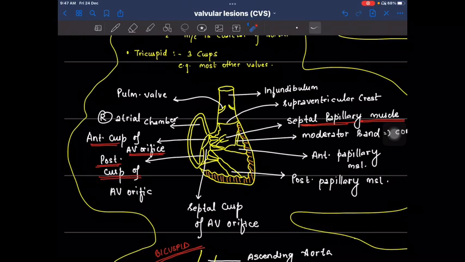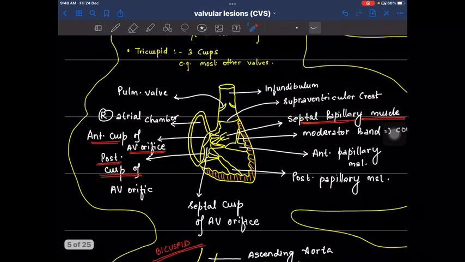Of course, you have to give structural support to the valves. They can't just be floating mid-air, so you need papillary muscles. These papillary muscles arise from different parts of the heart. The ones arising from the anterior part are called the anterior papillary muscles. The ones from the posterior wall are called the posterior papillary muscles. And there is one arising from the septal margin, the septal papillary muscle.